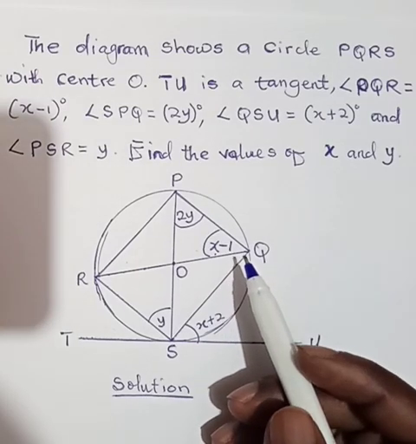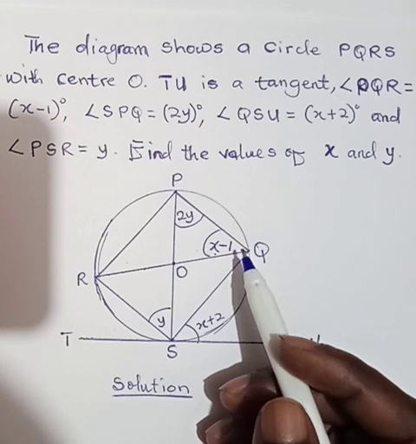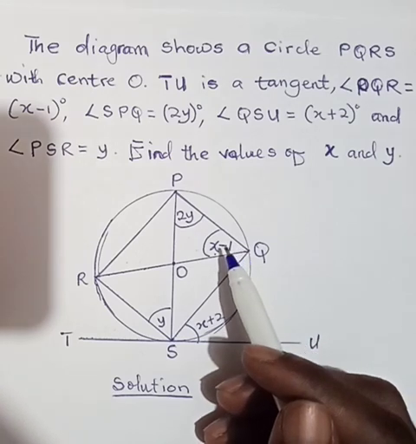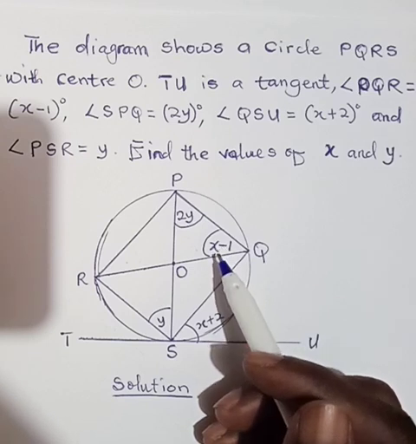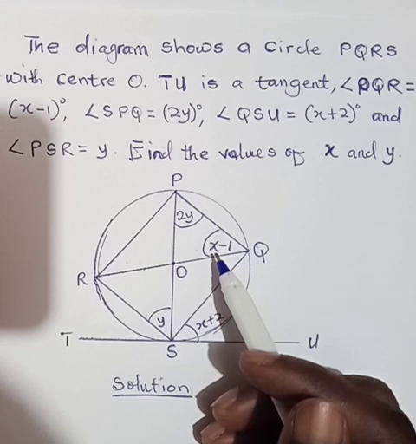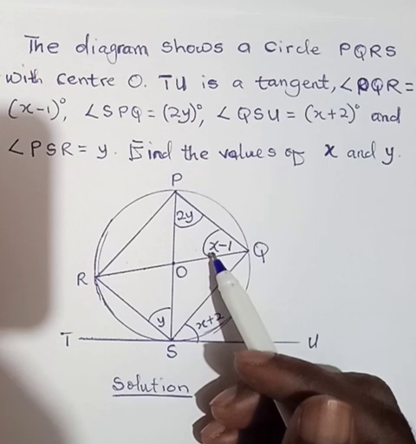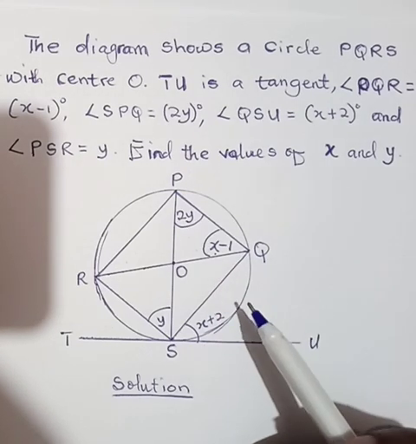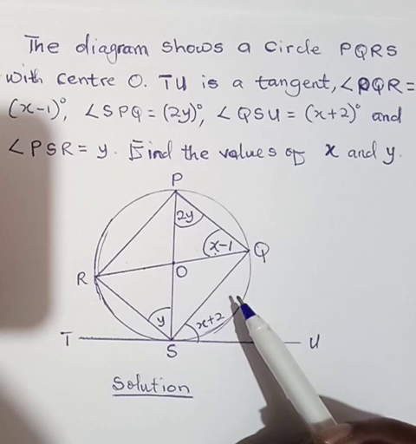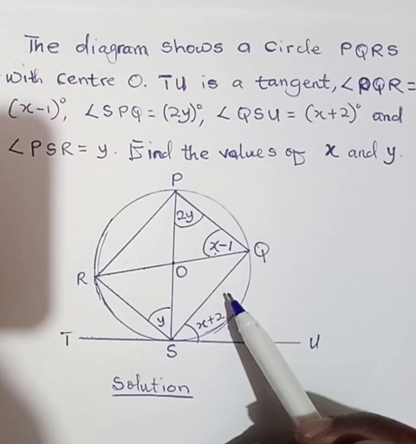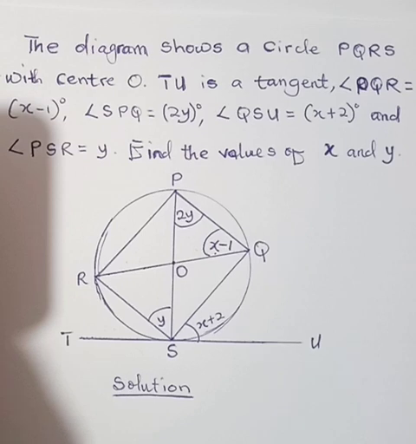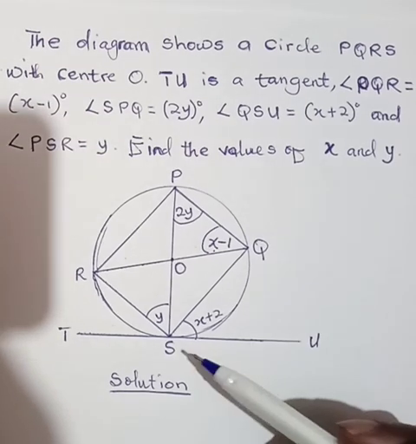Okay, so let's look at this question. It says a circle PQRS with center O. TU is a tangent. Angle PQR is equal to x minus 1 degrees. Angle XPQ is equal to 2y degrees. Angle QSU is equal to x plus 2 degrees. And angle PSR is equal to y. For this one, we are asked to find the values of x and y.